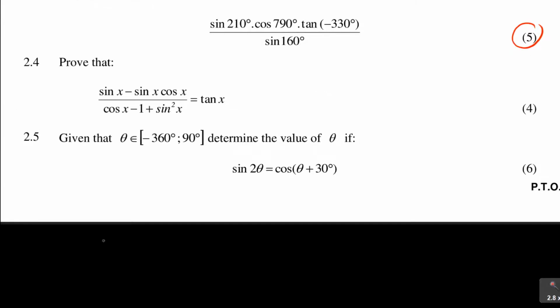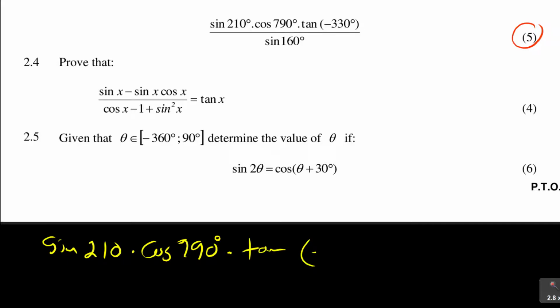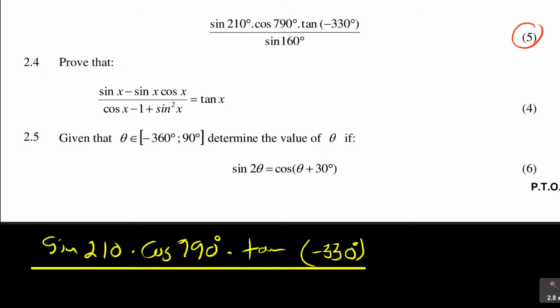They are saying sine 210 dot cos 790 dot tan 10 minus 330 degrees all over what? All over sine 160.